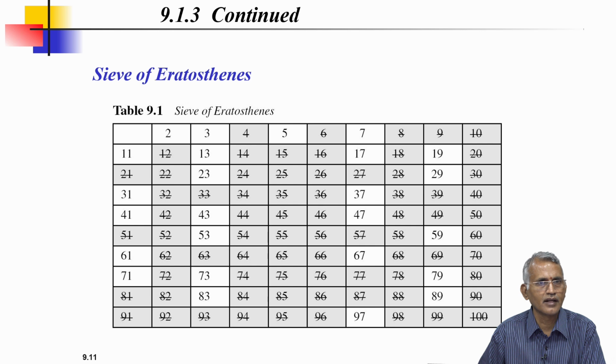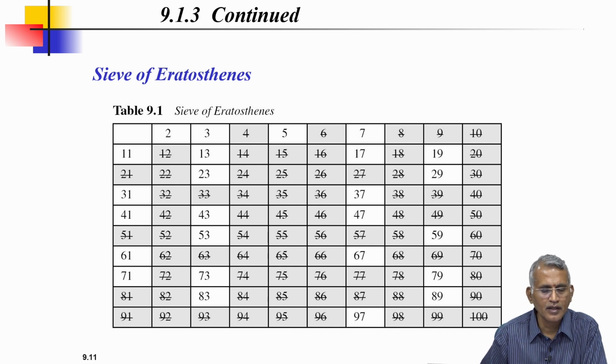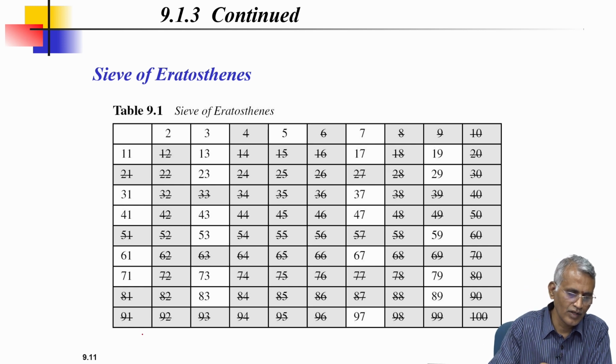Now, the Sieve of Eratosthenes says that these are all the possibilities: 2, 3, 4, 5, 6, 7, 8, 9, 10 and 11 to 91.